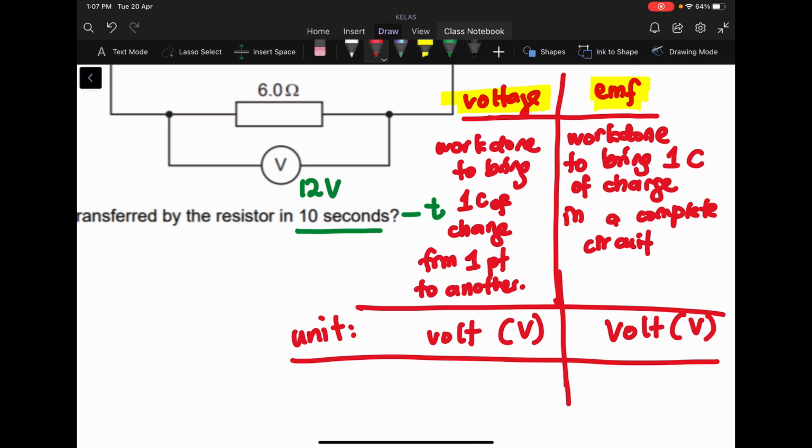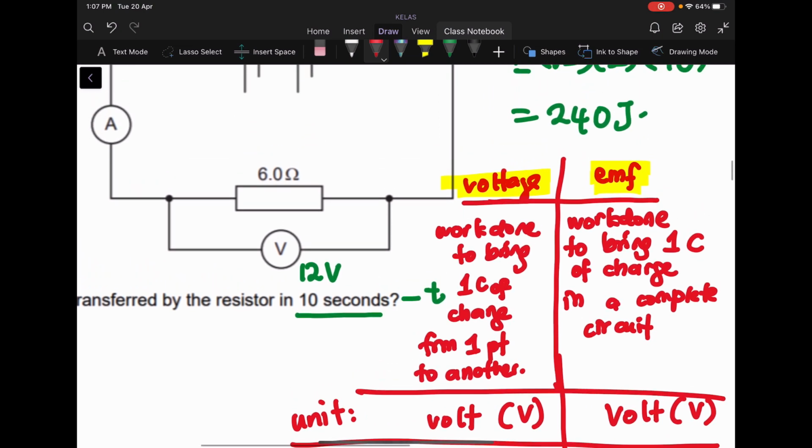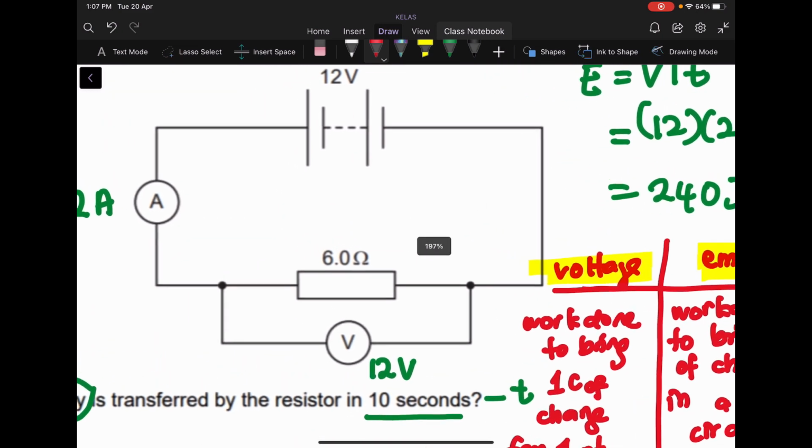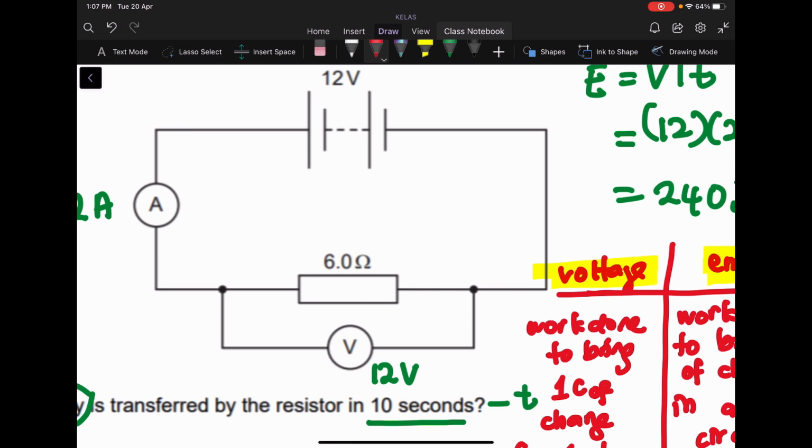What else you need to know about voltage and EMF? Okay. So now we can carry out an experiment to determine EMF and internal resistance. Okay. Jadi, if this is the circuit, tengok gambar ni. If that's the circuit, agak-agaknya, are you measuring voltage or EMF? Okay, apa bezanya? Kalau EMF, where should you put your voltmeter?